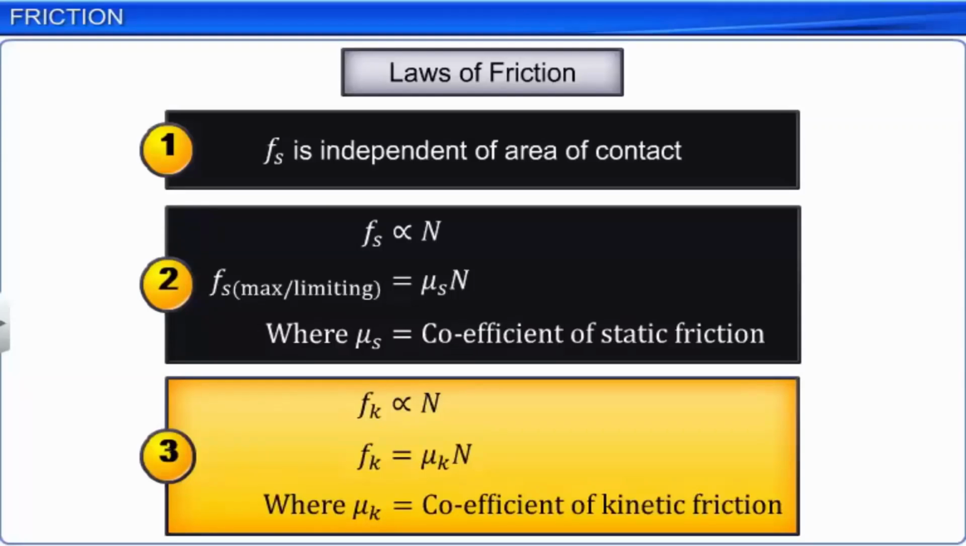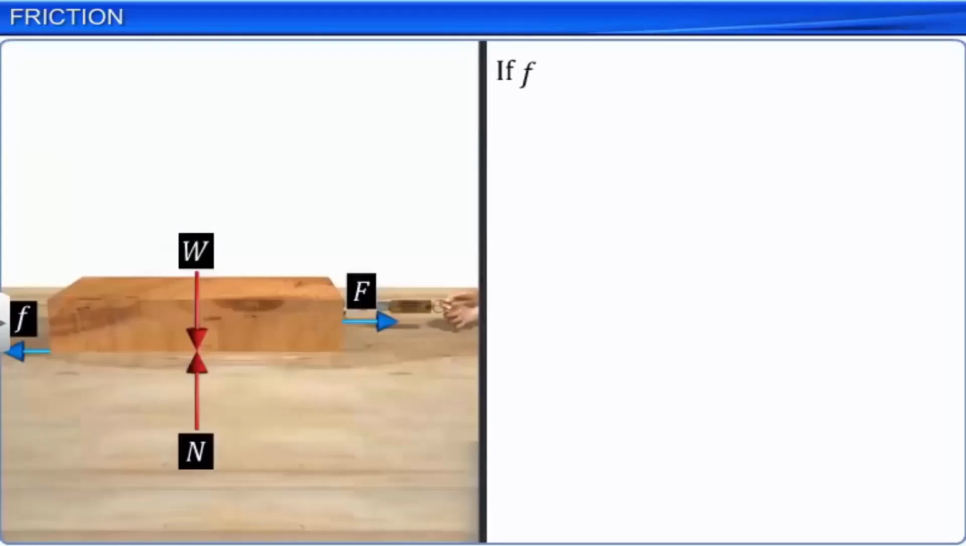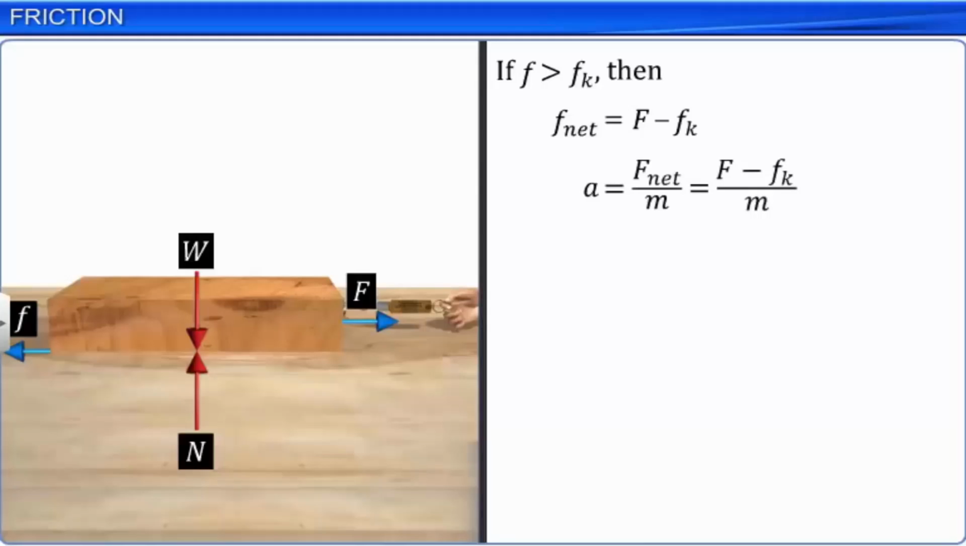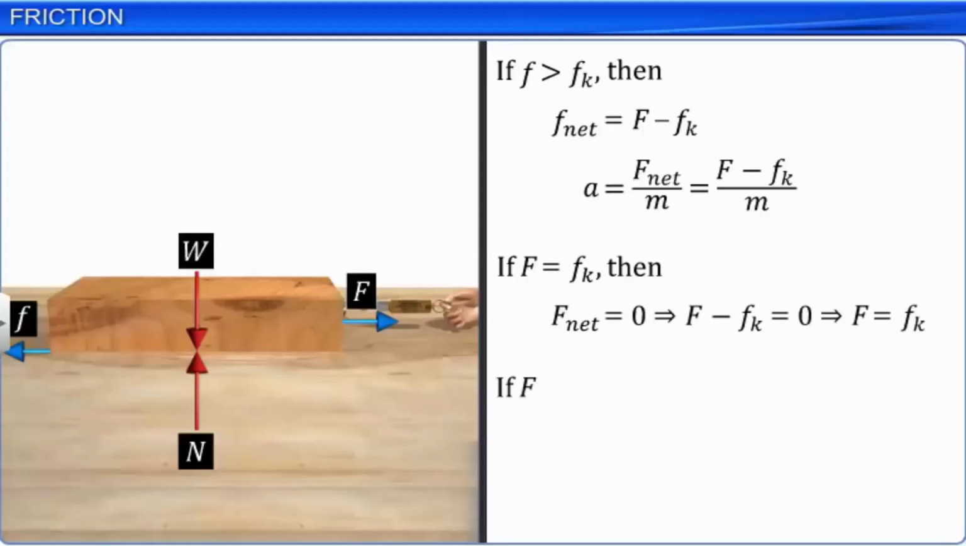If the force F applied on the block is greater than the friction Fk, then the net force on the block is F minus Fk, and the acceleration a of the block is the ratio of the net force on the block to its mass. If F is equal to Fk, then the net force is 0, and hence the block moves with uniform velocity. If F is less than Fk, then the net force is negative, and it leads to retardation of the block.